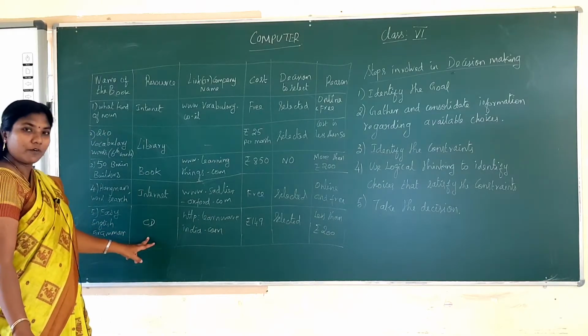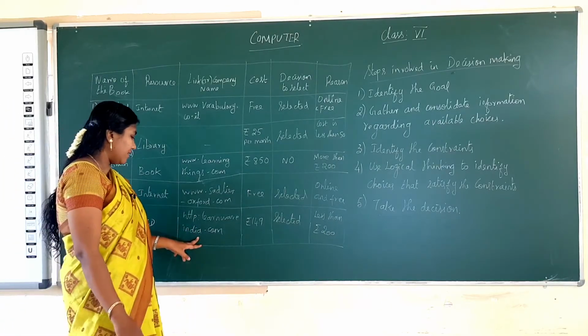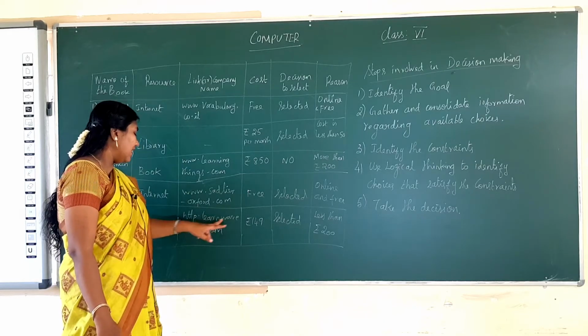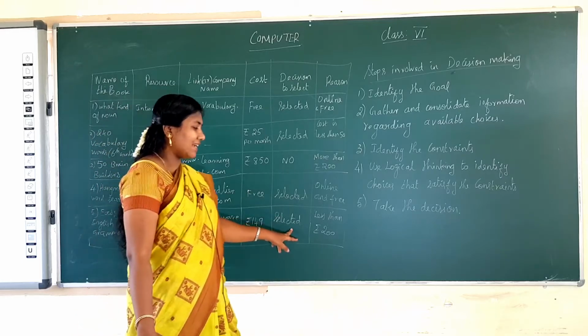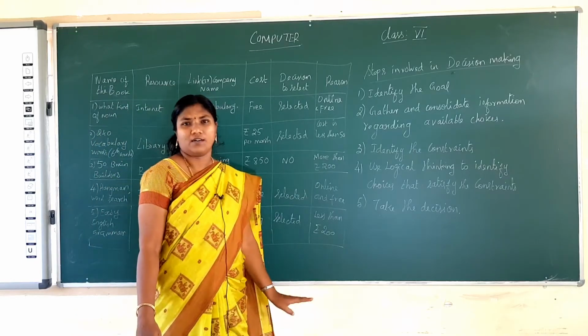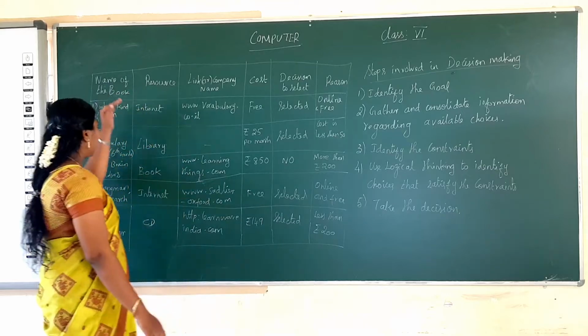So it is in the form of CD. The website address is http://learnwareindia.com. The cost is 149. I have selected that because it is less than 200. Okay, so these are all the books.